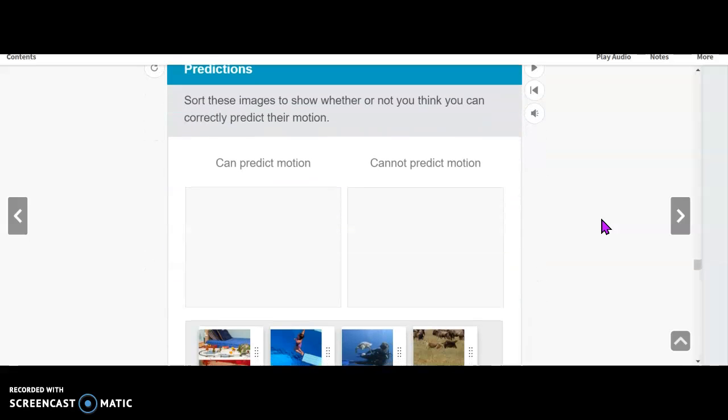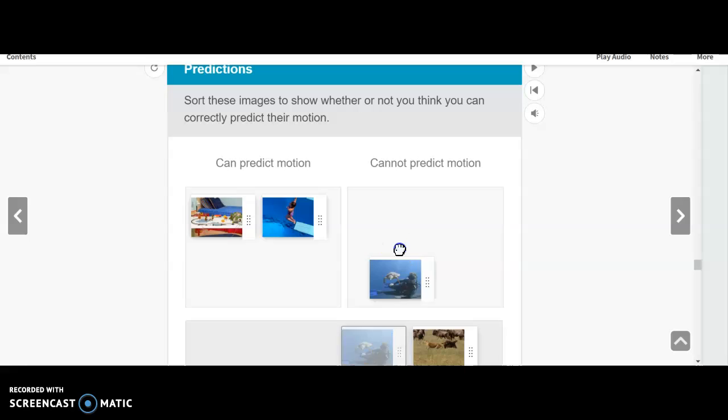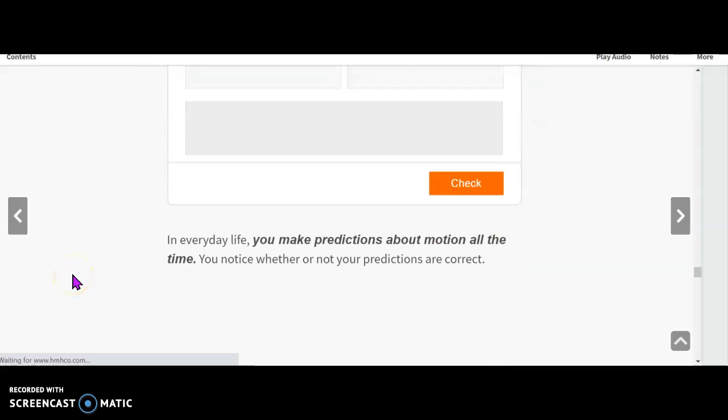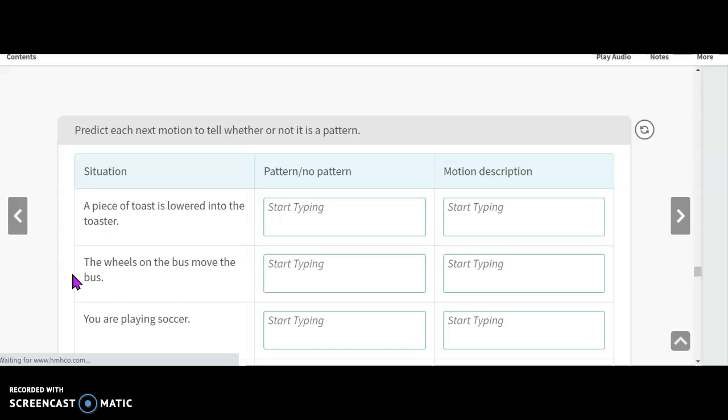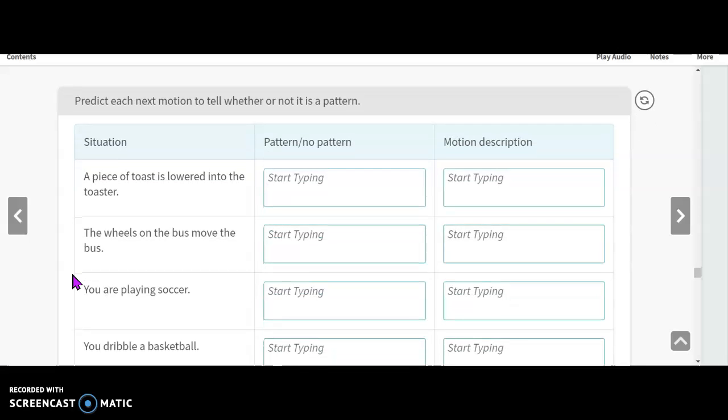All right, so now we're going to take these pictures, and I'm just going to show you that this one is predictable, and these ones are not, just like we talked about. So now I want you to look at number 9. This is on page 165. It says, predict each next motion to tell whether or not it's a pattern. So you're just going to tell me a piece of toast is lowered into the toaster. Is that a pattern or no pattern? Well, I think it's a pattern because if I put the toast down, what's it going to do? It's going to pop up.